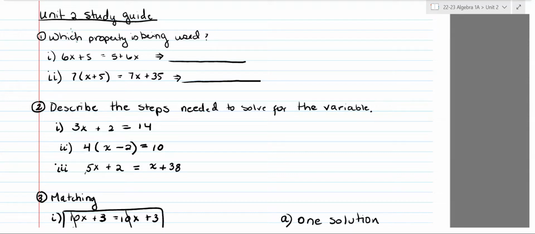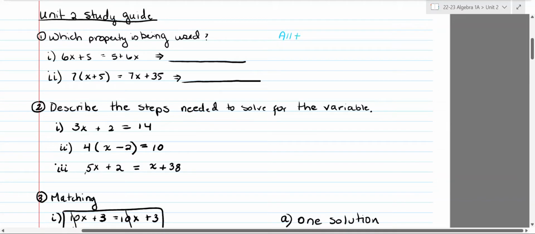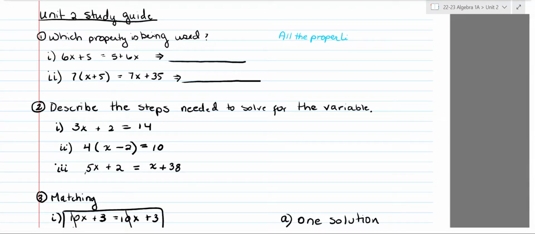For number one, which property is being used? Please make sure that you review all the properties, not just these two. You should know all of them. It's just that I can't put a question for every single property. It's several properties, as you know.